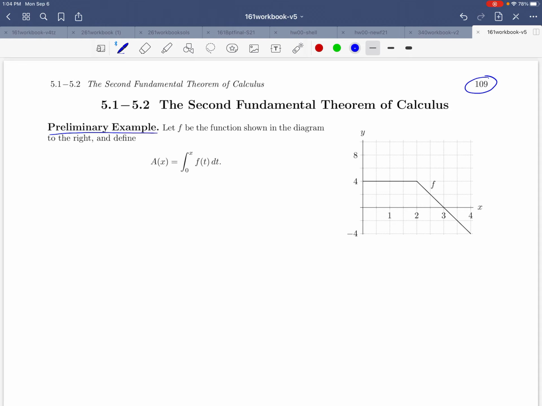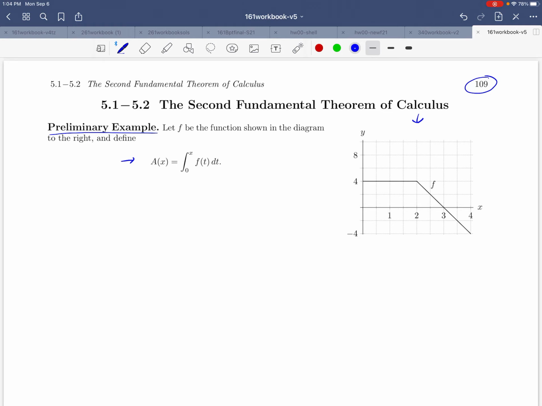Let's read this together, see what this is asking us. Let f be the function shown in the diagram to the right. Here's the picture they're giving us, and define a new function A of x equals the integral from 0 to x of f of t dt. So we have a function A that's defined in kind of an unusual way in terms of an integral.